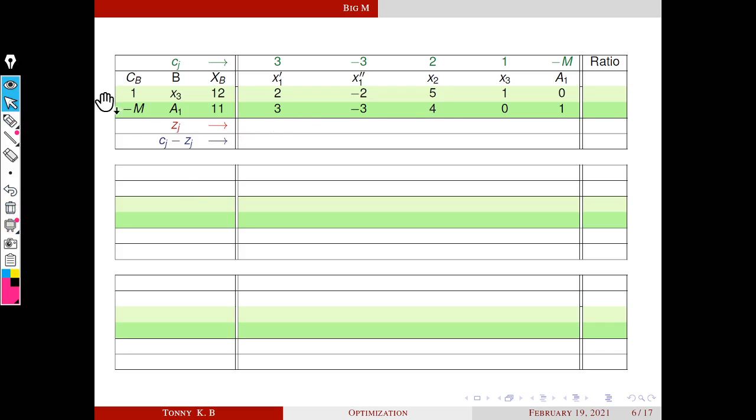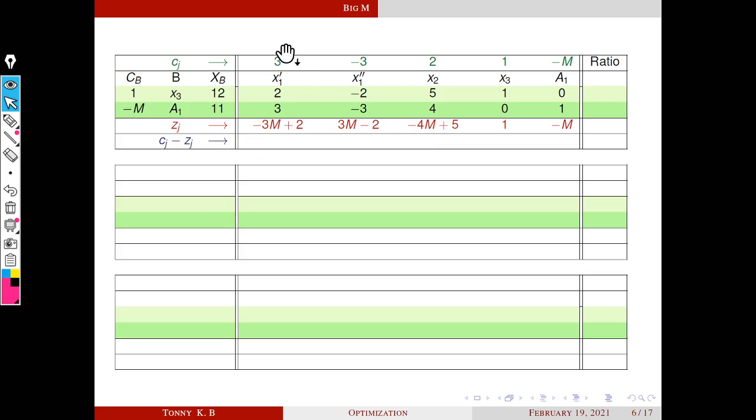Okay, so the first one is minus 3m plus 2. Then similarly, we can evaluate all the coefficients. In the second case, it is minus 2 plus 3m, that is 3m minus 2. Okay, so this is minus 4m plus 5, 1 minus m. Is it okay? Then what is our next procedure?